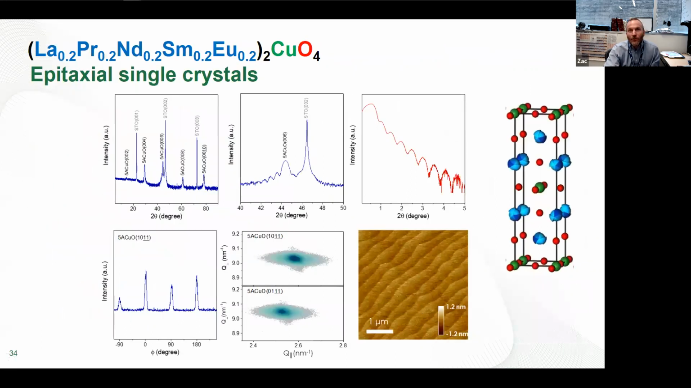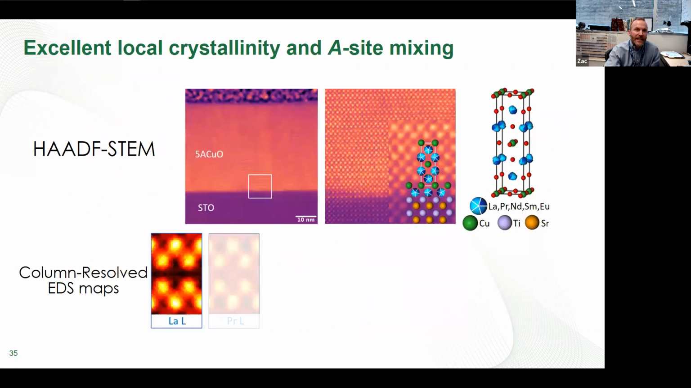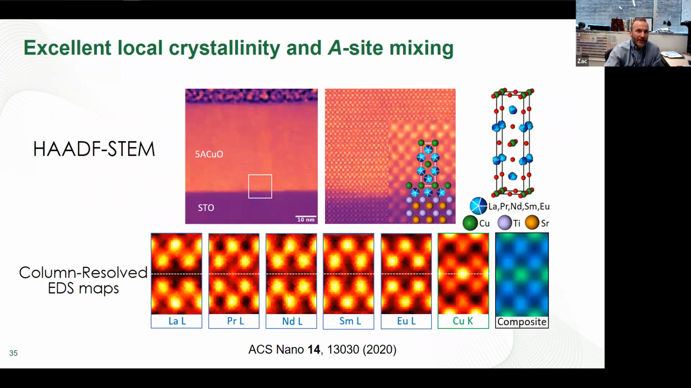So again, we're able to grow really nice crystalline films. Here you see the film, substrate, nice uniformity, very flat step terrace again, nice flat surfaces. And if we go in and do the TEM on this, we get nice structure. But importantly, we also see that on those blocking layers, those A sites are fully mixed down each of those columns. And then our copper is fully confined to the copper oxide plane.